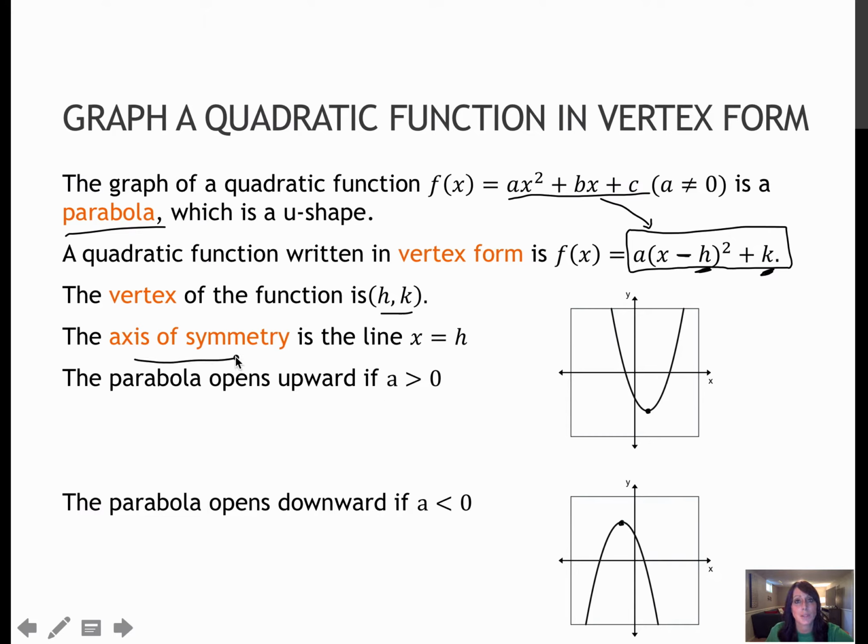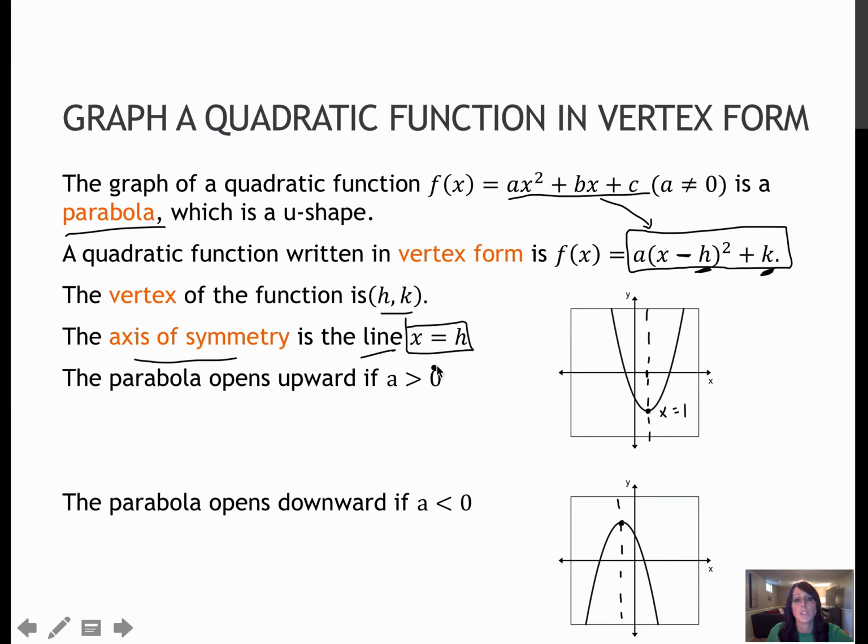The axis of symmetry is the line that is vertical that goes through the x value of the vertex. It's not pictured here, but we tend to draw a dotted line through that vertex, and that's the axis of symmetry. And notice it's a line, so it's a whole equation of x equals whatever that h value is. So let's say this was at positive 1, that line would be x equals 1.